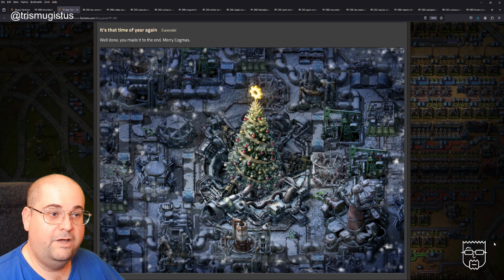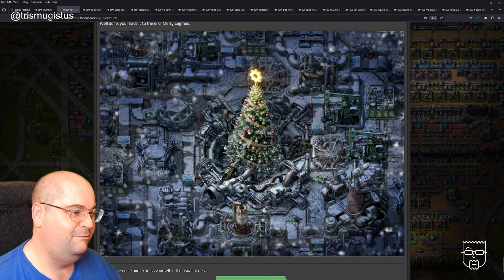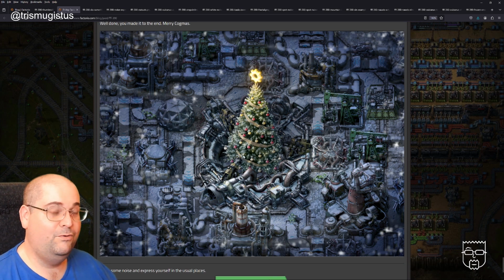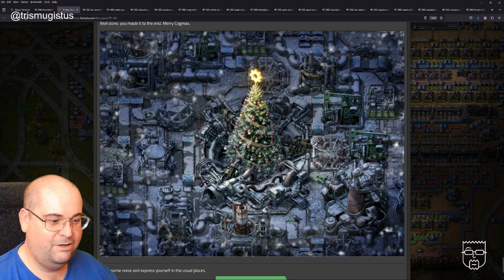It's that time of year again, by Erendel. Well done, you made it to the end. Merry Cogmas. We then got a little picture, basically a Christmas tree with red and yellow science as the bauble type decorations, and it's got a ribbon going around it, and the Factorio cog on the top, and everything is covered in snow.